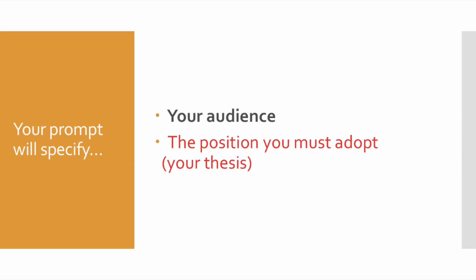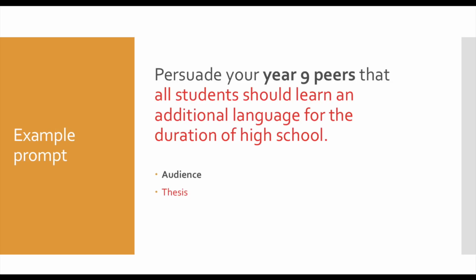When you receive the unseen prompt, it will ask you to persuade a particular audience to accept a particular position on an issue. For example, the prompt could say, persuade your Year 9 peers that all students should learn an additional language for the duration of high school. Alternatively, it might ask you to address an adult audience like parents or school staff.